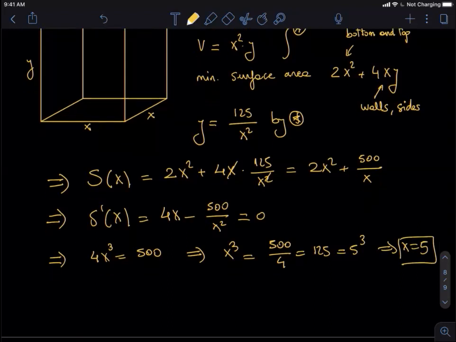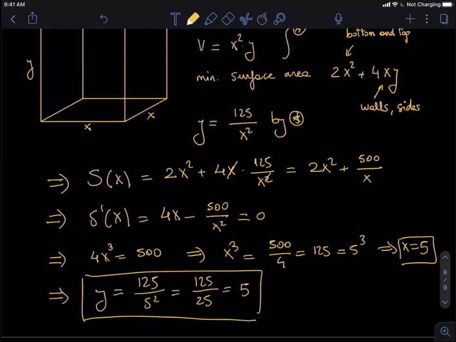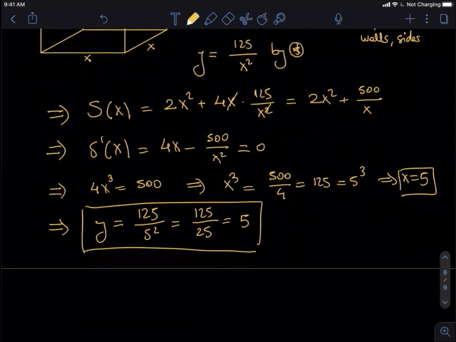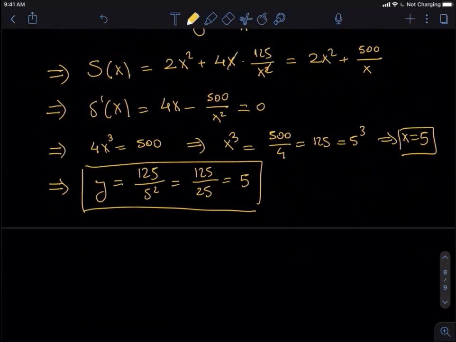And then once we know what is x, we need to say what is y. So this is going to be 125 divided by 5 squared. That's 125 divided by 25, which turns out to be 5 also. Okay, and one last thing that we need to check, we need to make sure what we found is a minimum of the surface area. So for that, we need a sign chart. Okay, x equals 5.